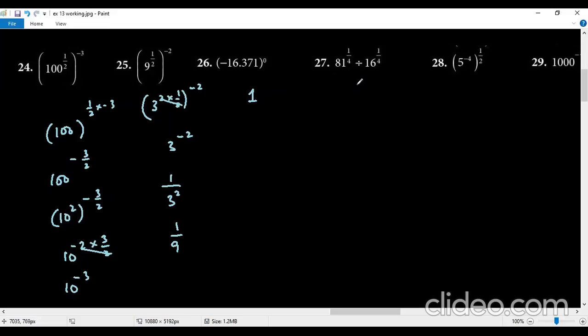This is 81 to the power 1 over 4. That means 9 square equals 81, or 3 to the power 4.